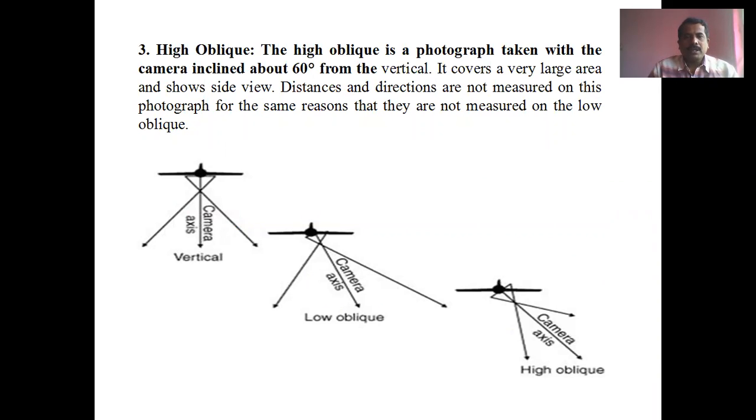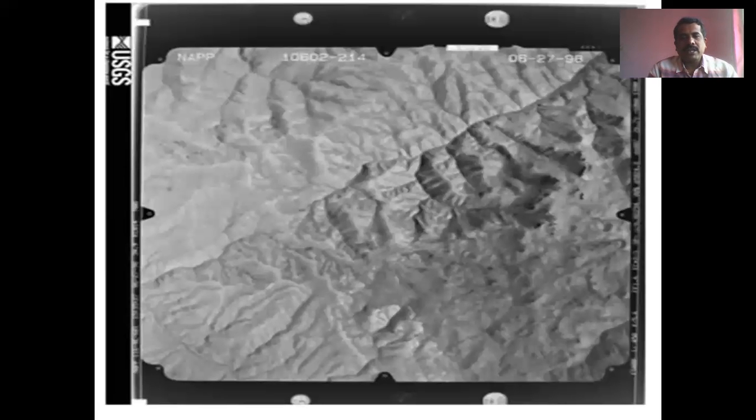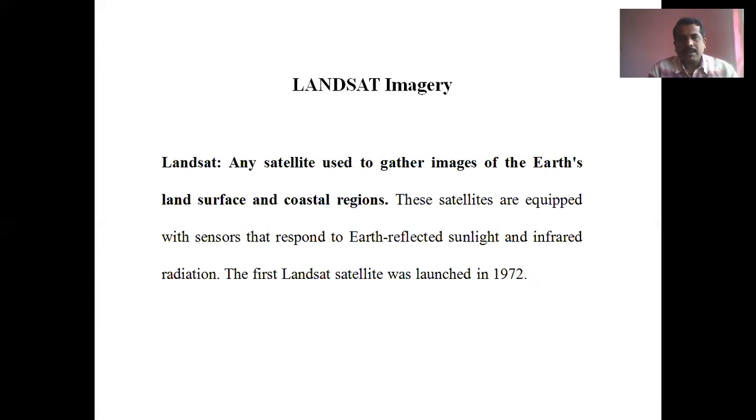Third one is oblique. In this type of photography, the high oblique is a photograph taken with the camera inclined about 60 degrees from the vertical. It covers a very large area and shows a side view. Distance and directions are not measured on this photograph, for the same reason that they are not measured on the low oblique. So we have different types of images: vertical type, low oblique type, and high oblique type photographs. This is one example of an aerial photograph, which was taken in 1998.